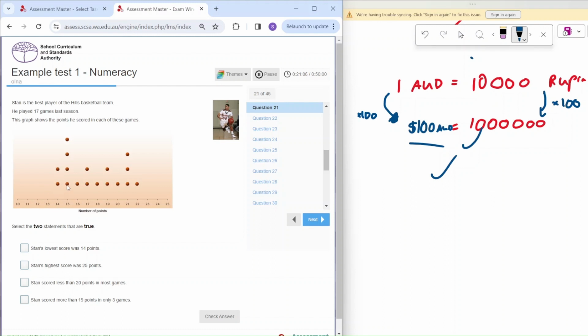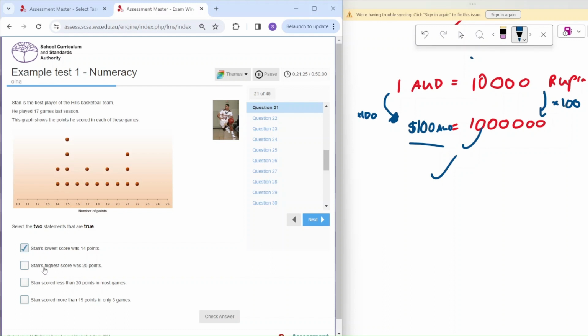he scored 14. 4 of those games he scored 15. 1 of those he scored 16. We need to make sure we interpret the graph like that. So that comes down to reading, looking, analysing and understanding the graph before we answer. So this is actually a true point. Stan's lowest score was 14 points, as illustrated here.